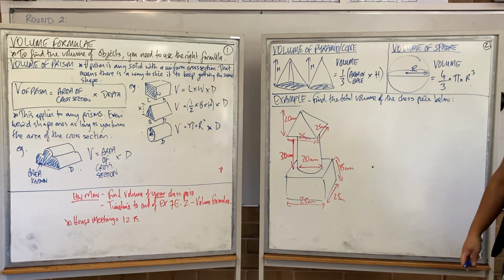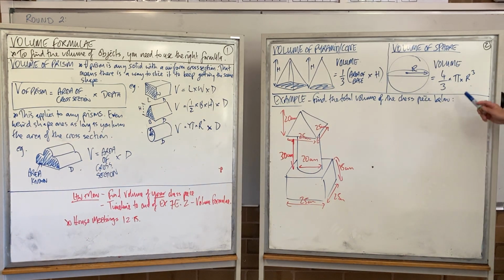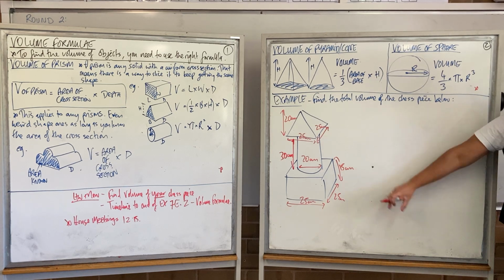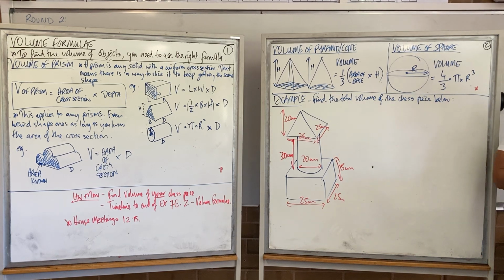Same thing. Okay? What's the volume of a sphere? Pi r cubed, and then you times that answer by 4/3. Those are your formulas. I'll give you a little bit of time to find that out, and then I'll calculate the volume of this so you can do it for your chess piece.